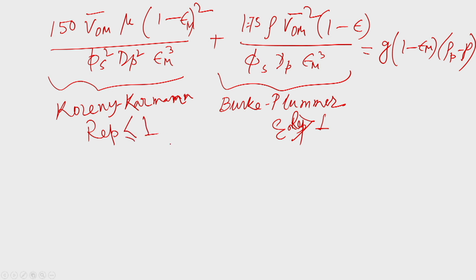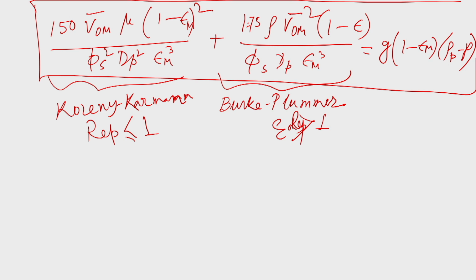So, using this equation we will be able to get the minimum fluidization velocity for a particular material having a particle diameter dp and voidage epsilon m.